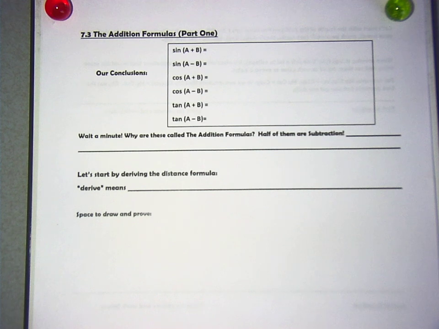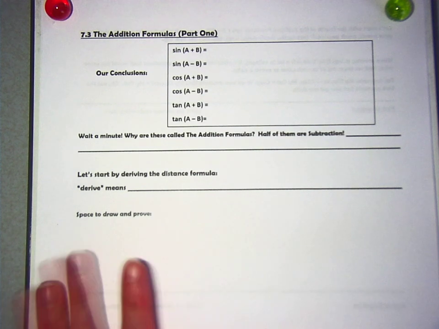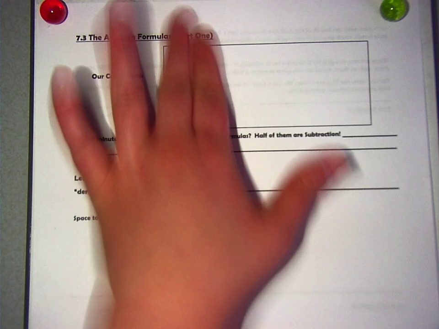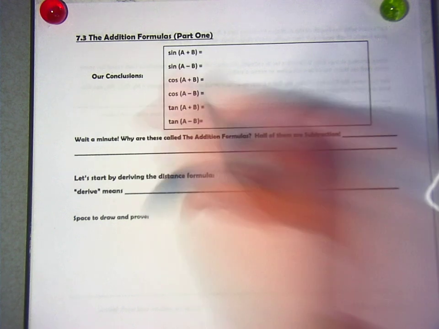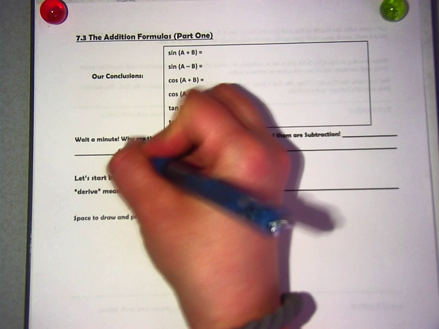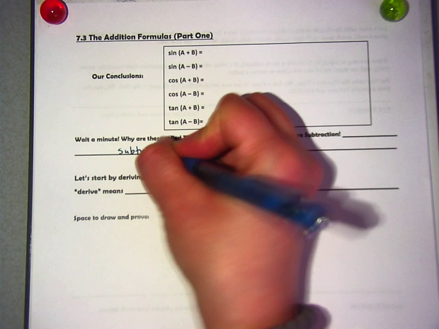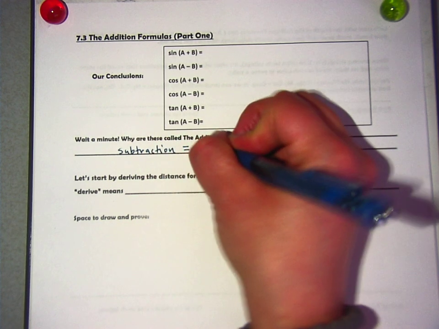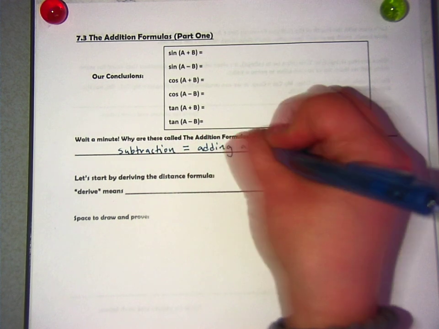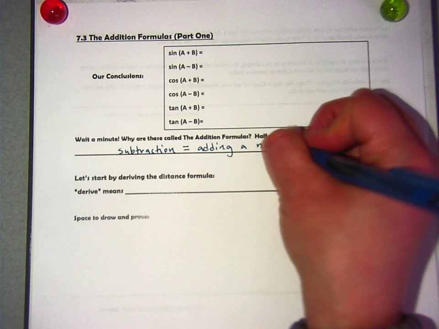So these are called the addition formulas. We're going to be doing this over 2 days. All these formulas will go in the back of your unit circle. It says, wait a minute, why are these called the addition formulas? Half of them are subtraction. Yeah? Because subtraction isn't real. What do you mean? You just add the negative. Okay, so subtraction is the same as adding a negative. Subtraction isn't real.